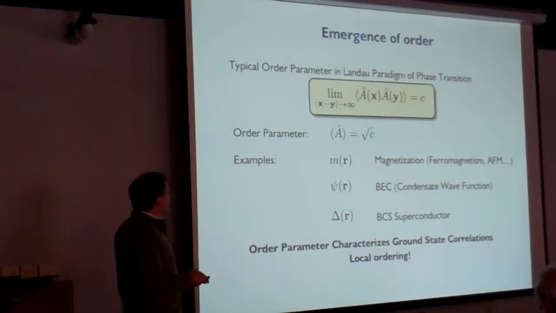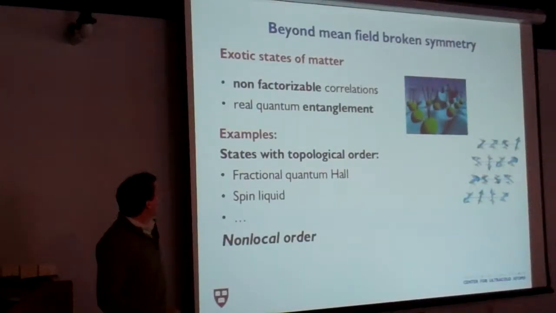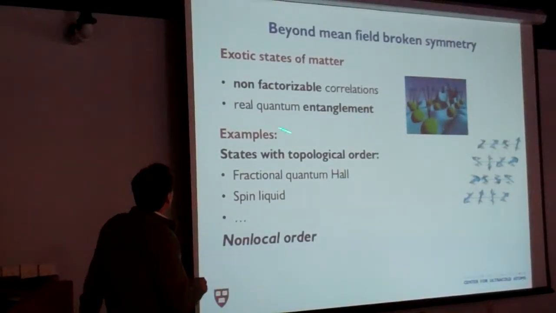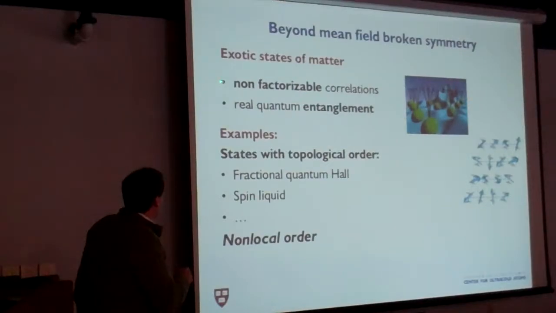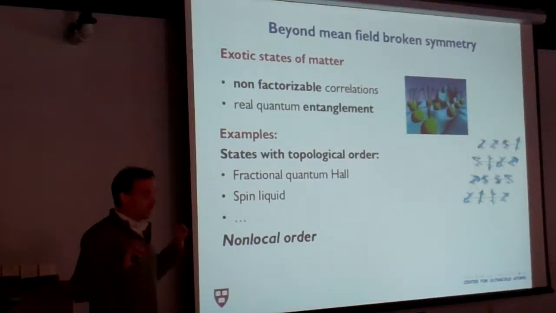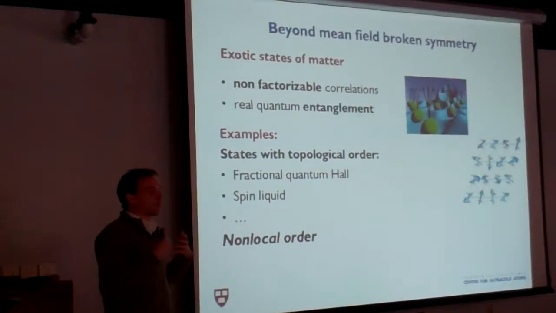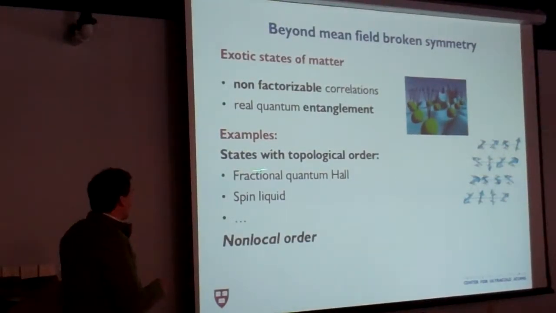And the beauty is that these states have non-factorizable correlations essentially. And in these systems, you really have entanglement present. Entanglement is what gives rise to these exotic states of matter. I think these are two examples.